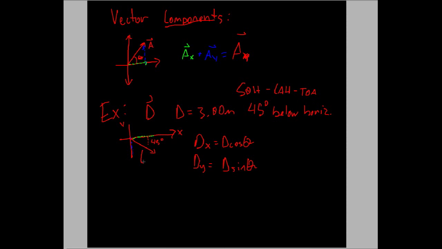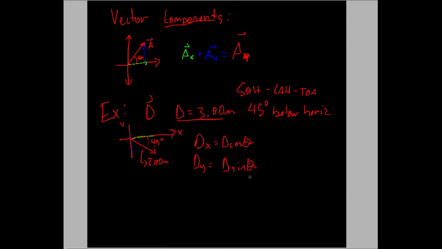We know what the hypotenuse is. The hypotenuse is 3.00 meters. They gave us that in the magnitude. So to figure out the x component, if you're using the 45 degrees, you've got adjacent dx over your hypotenuse 3 equals cosine theta. So some simple algebra gives you dx is d cosine theta. Dy, we do the same thing. Here we're going to use sine. Opposite over hypotenuse. So dy is d sine of theta.